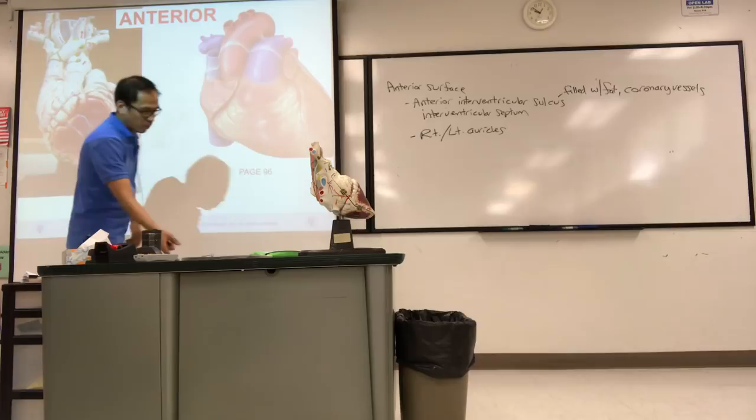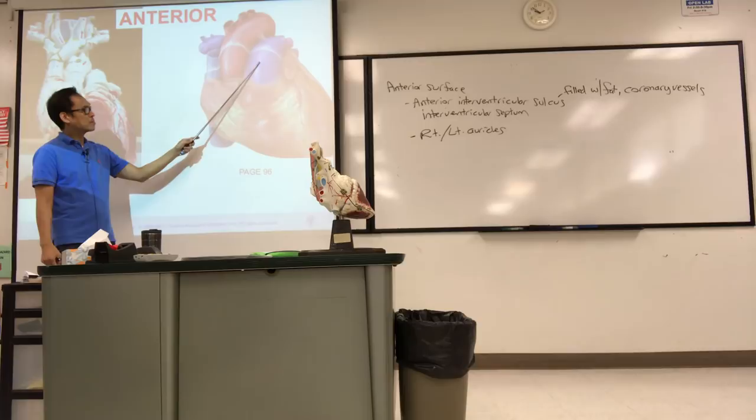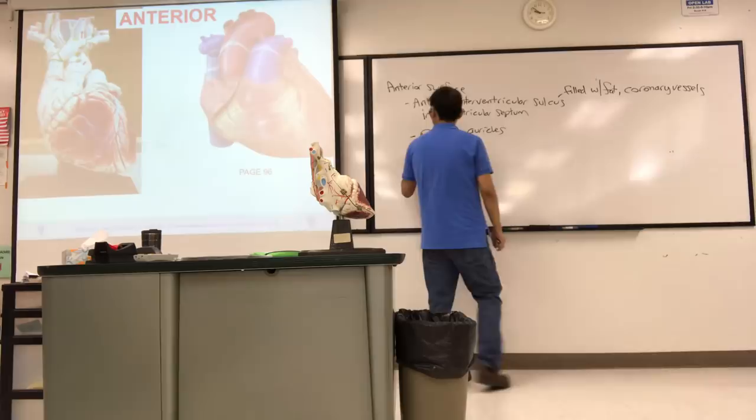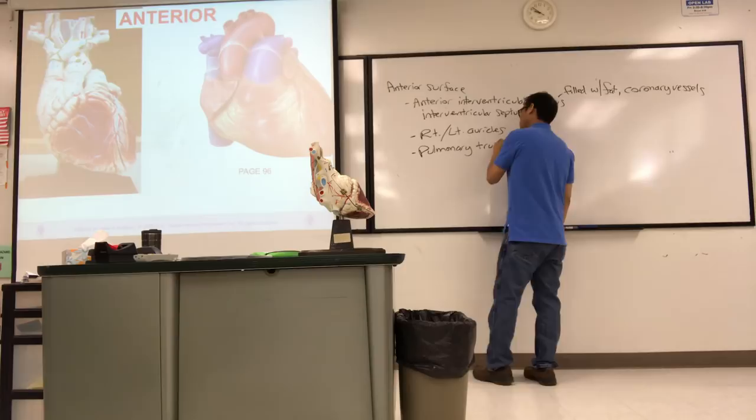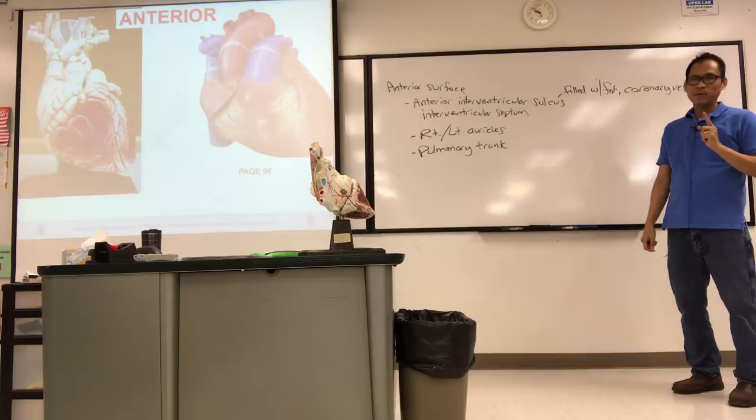Let me note the other thing. When you get a heart, the blood vessel you see the most is this one. The pulmonary trunk is most prominent on the front side, the anterior surface. And also try to find the ligamentum arteriosum, the connection between the pulmonary trunk and aorta.